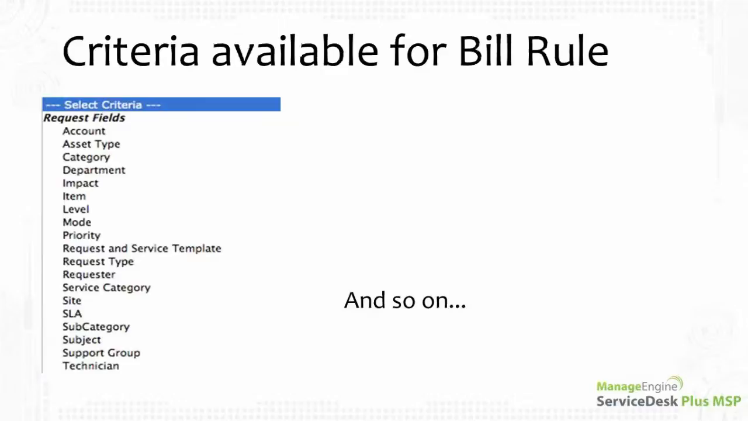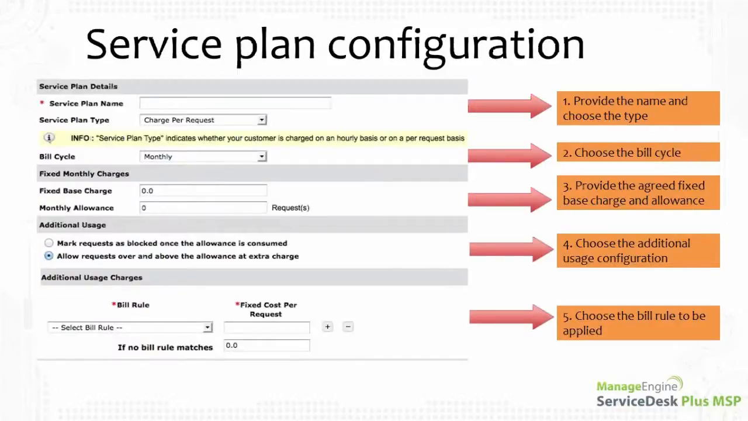And anyone would be asking questions like, what are the different fields that I'll be able to make the criteria available? So these are the fields. So request fields and other fields also will be available. So here are certain examples like account, asset type, category, departments, so all these sections. So once you make sure that the criteria and the bill rule is defined, where you can use this bill rule is under the service plan page. So this is how exactly the service plan page will look like.